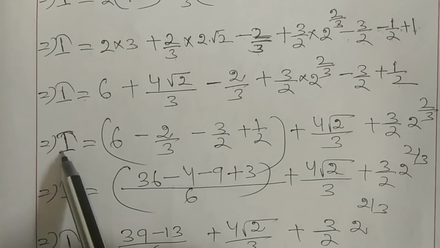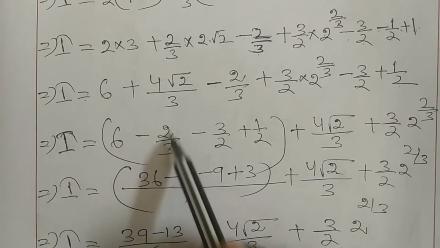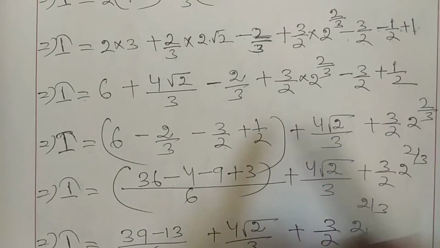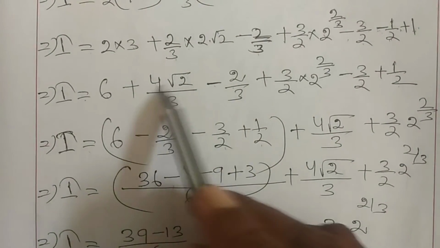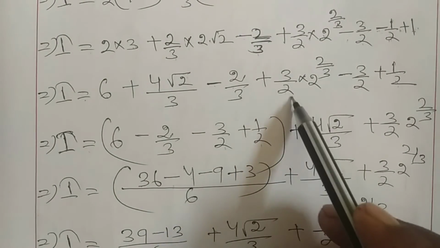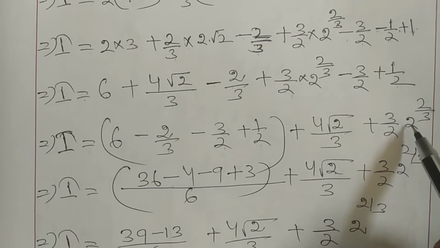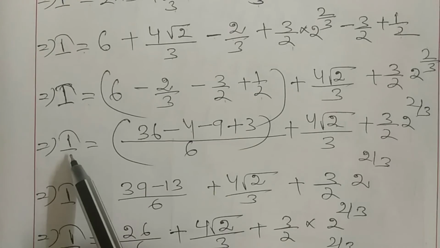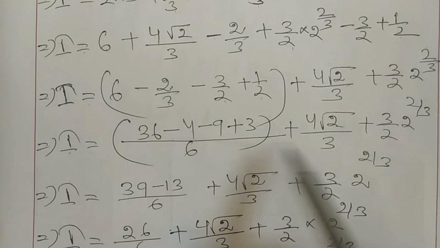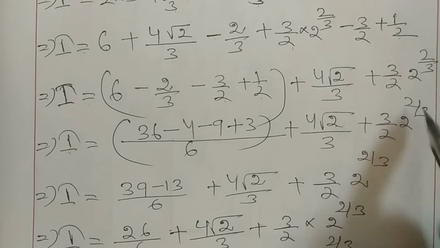And here this implies I is equal to 6 minus 2/3, and minus 3/2, and plus 1/2, plus 4 root 2 by 3, plus 3/2 into 2^(2/3). So this implies I is equal to (36 minus 4 minus 9 plus 3)/6 plus 4 root 2 by 3 plus 3/2 into 2^(2/3).